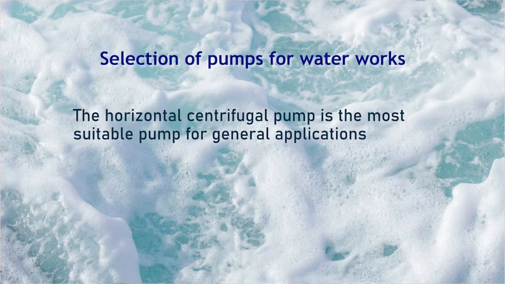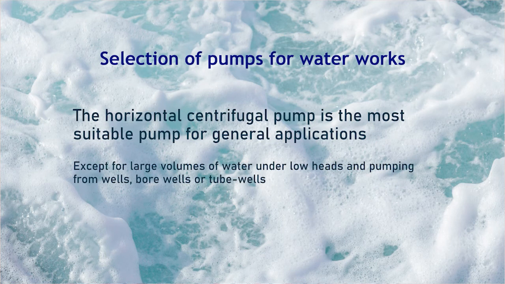In general, for most of our applications, the ideal pump or the most suitable pump is the horizontal centrifugal pump. This pump is generally applicable to most of the situations that we encounter in day-to-day life, except when large volumes of water are flowing under low heads or when we are pumping the water from wells, bore wells, or tube wells. Other than these situations, horizontal centrifugal pumps are the most suitable candidate for most of our pumping requirements.